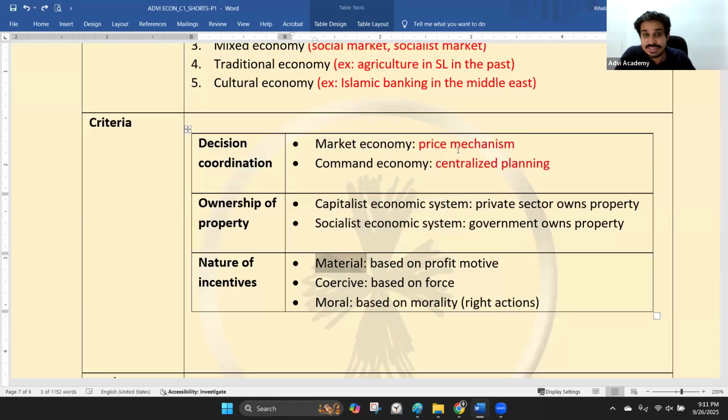That is what we call material, where you're basically doing it for some sort of motive, like profit motive, right? So most economic systems, this market economic system, capitalist economic systems are all profit motive economic systems, basically. Whereas coercive means if you don't do it, we will hammer you.